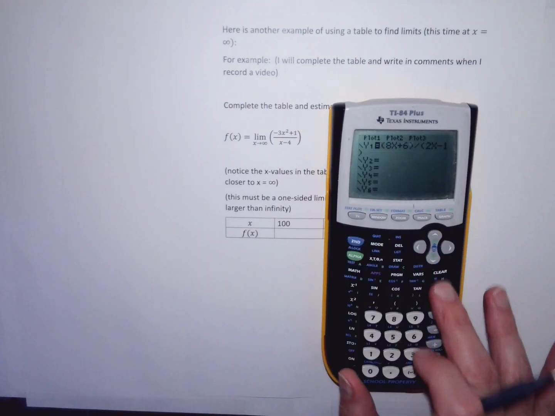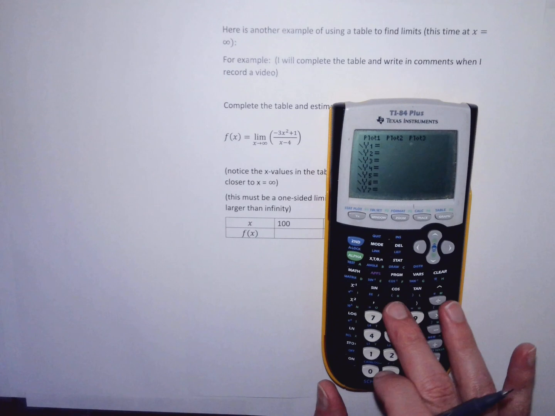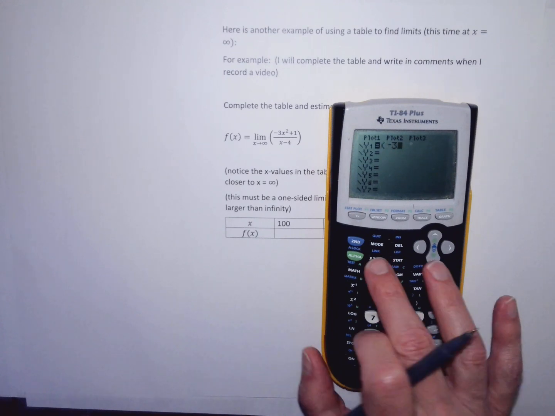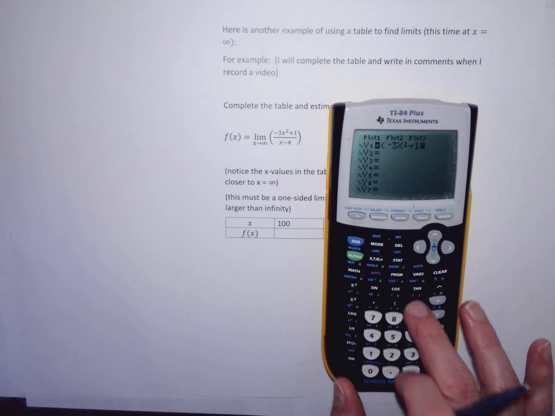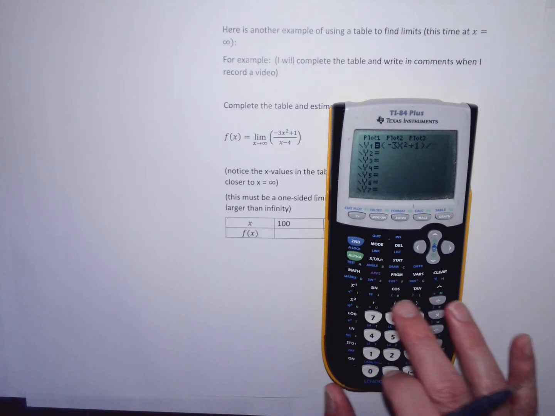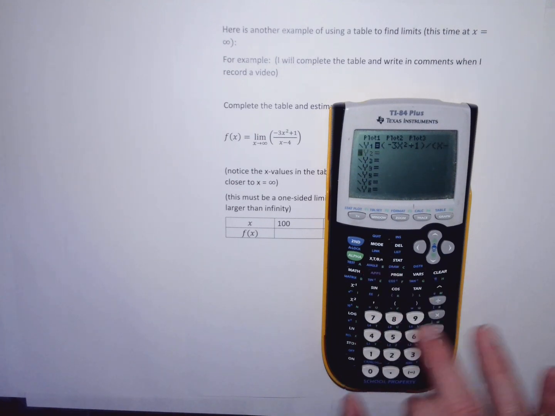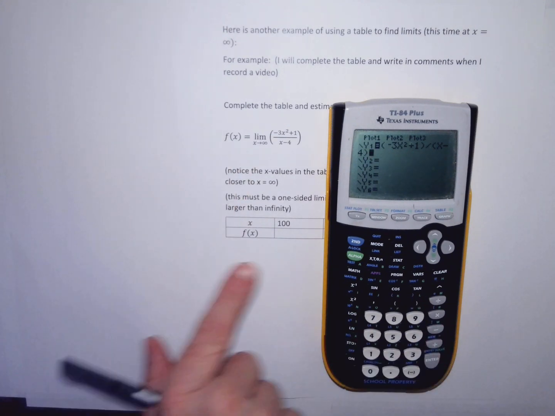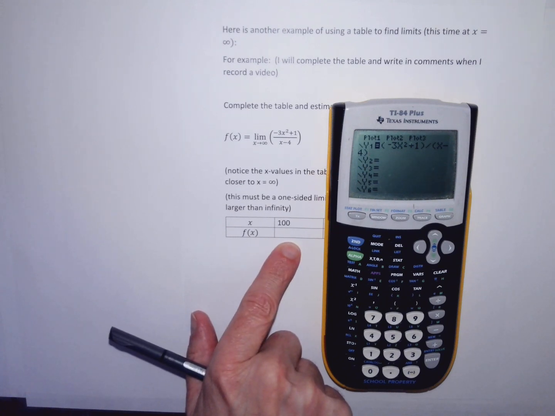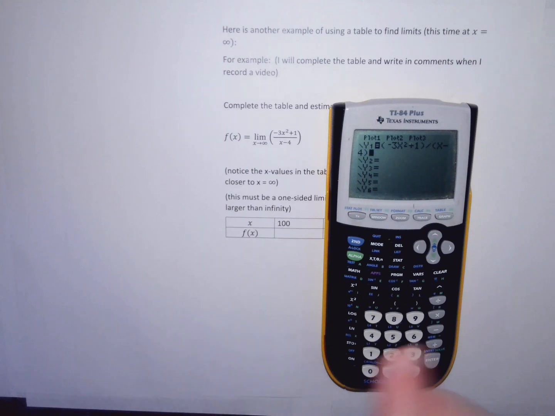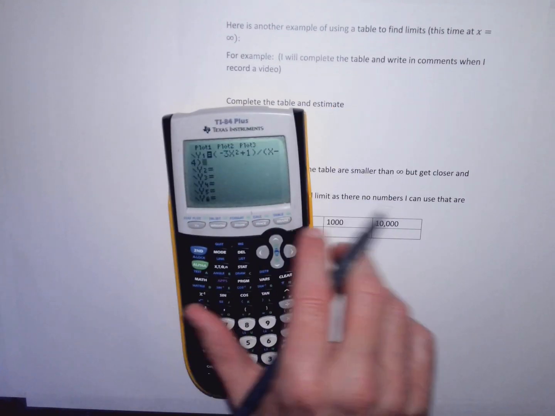So y equals, clear, parentheses negative 3x squared plus 1, close out my parentheses, divide it by parentheses x minus 4. So that's the function entered well enough. I'm trying to find the limit as x goes to infinity, so I need to progressively plug in numbers that are bigger and bigger but closer and closer to infinity. This might blow up if I haven't really planned this out well enough.